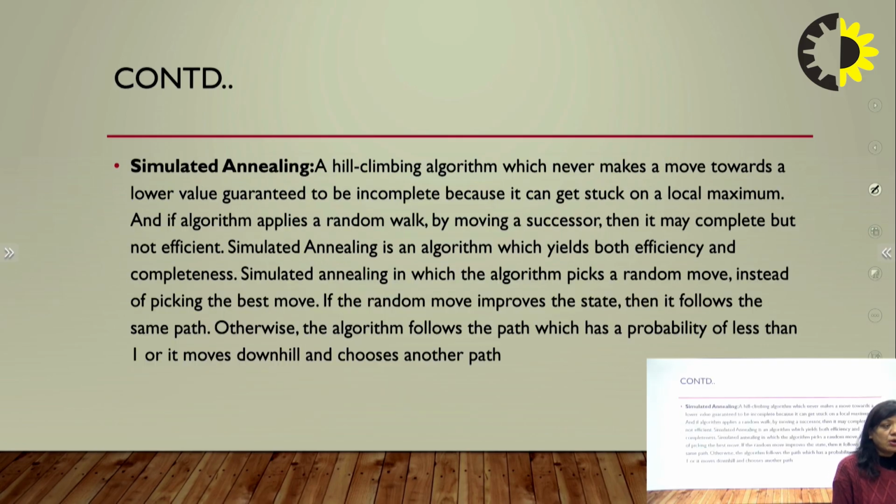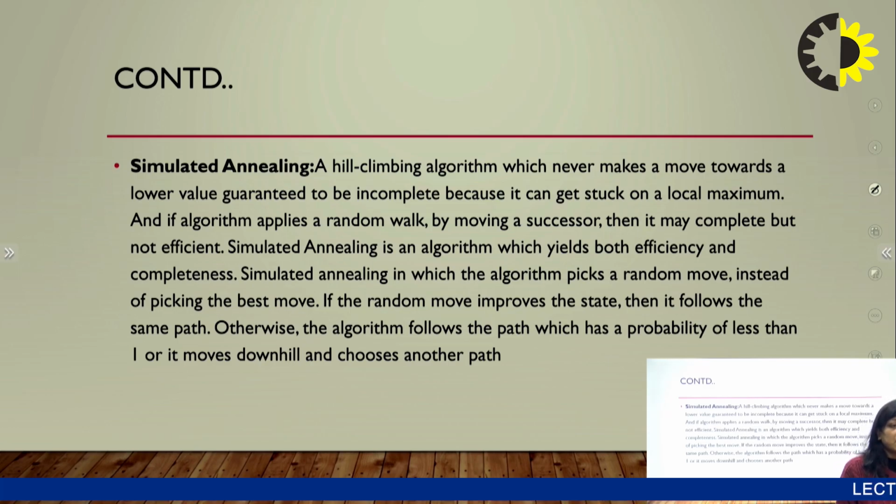Now we have simulated annealing. A hill climbing algorithm which never makes a move towards a lower value is guaranteed to be incomplete because it can get stuck on a local maximum. And if an algorithm applies a random walk by moving to a successor, then it may be complete but not efficient. So simulated annealing is an algorithm which yields both efficiency and completeness.